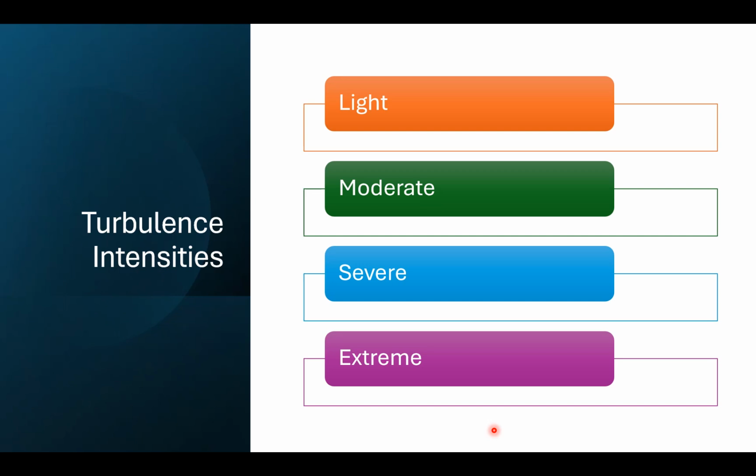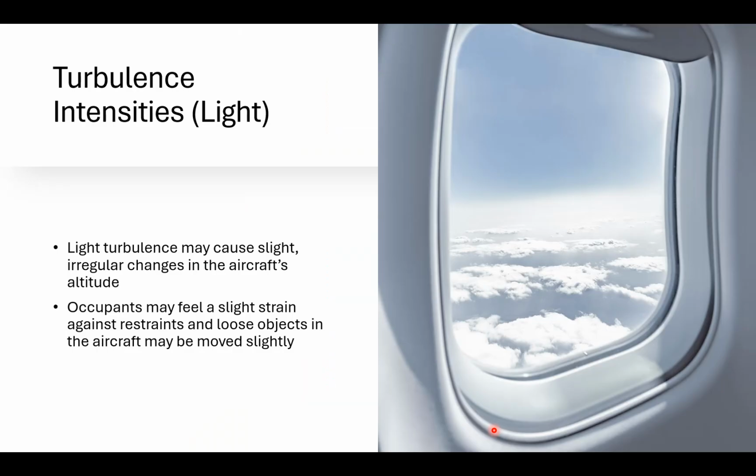Here are the turbulence intensities now. Let's go over these. We have light turbulence, moderate turbulence, severe turbulence, and extreme turbulence. For light turbulence, this may cause a slight irregular change in the aircraft's altitude. It's kind of small little bumps when you're sitting in the plane. You may feel a strain against restraints. Loose objects in the aircraft cabin may move around slightly, but it's not really very noticeable.